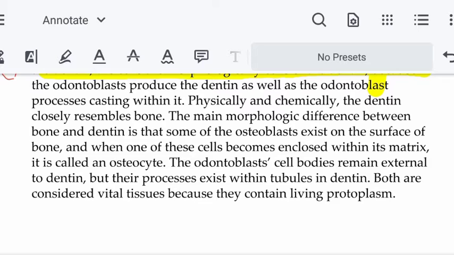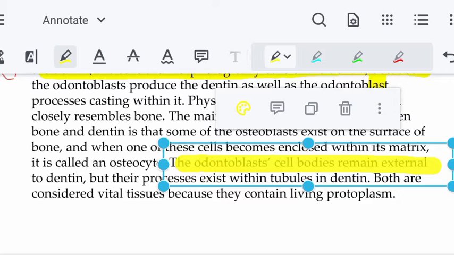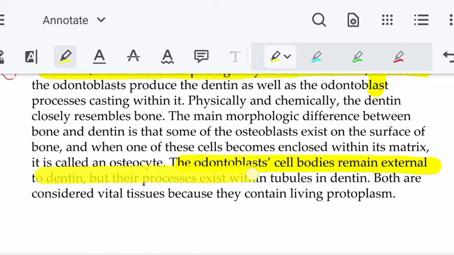So here, the odontoblast cell bodies remain external to dentine, but their processes exist within the tubules in dentine. Here, the odontoblast cell bodies are present near the pulpal surface of the dentine, but the odontoblastic processes extend into the dentinal tubules along the dentine. Both bone and dentin are considered vital tissues because they contain living protoplasm.